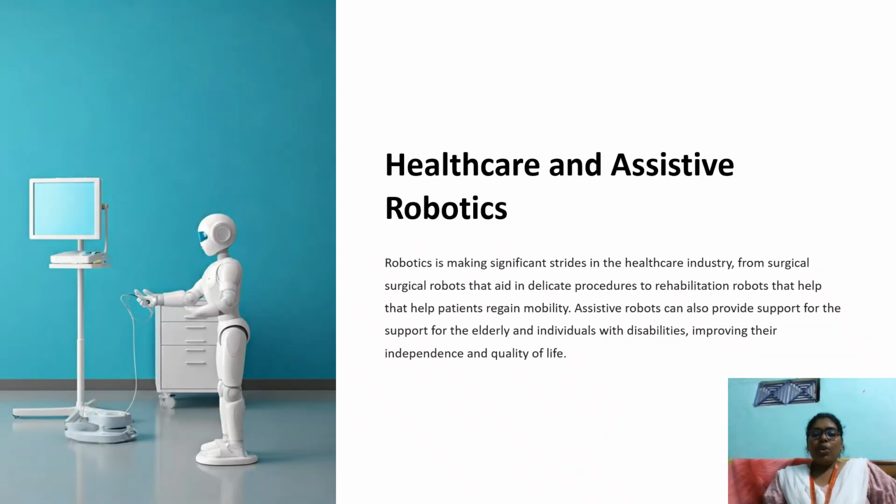Healthcare and accessibility robots. Robots are making significant strides in healthcare, from surgical robots that can perform delicate procedures to rehabilitation robots that help patients regain mobility. Assistive robots can also provide support to the elderly and individuals with disabilities, improving their independence and quality of life.